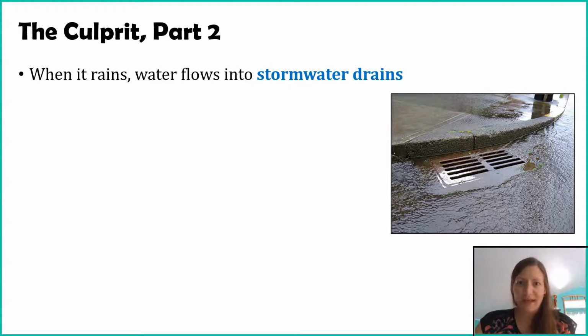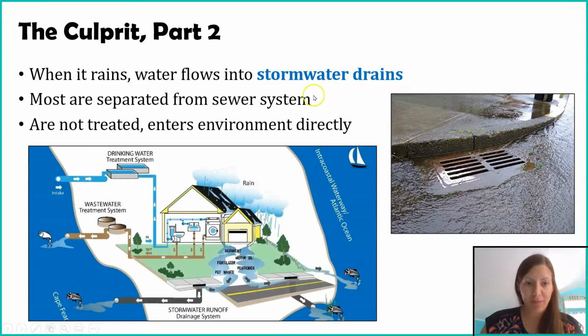So when it rains, water goes down a stormwater drain. And as the name implies, a stormwater drain is a series of pipes that's going to take stormwater or rainwater, or really any water that is running off this impervious surface, and it's going to take it to a series of drains and to a series of pipes that eventually is going to lead into the environment.